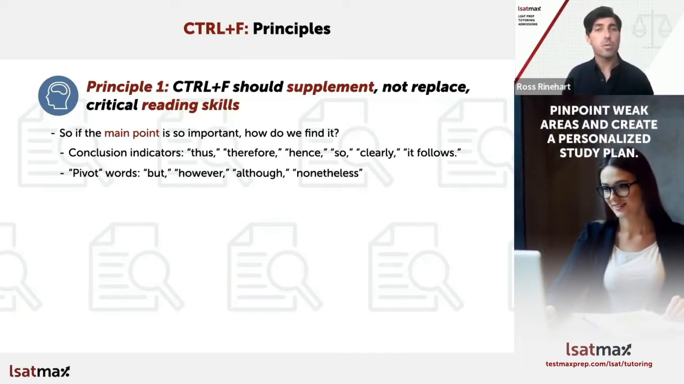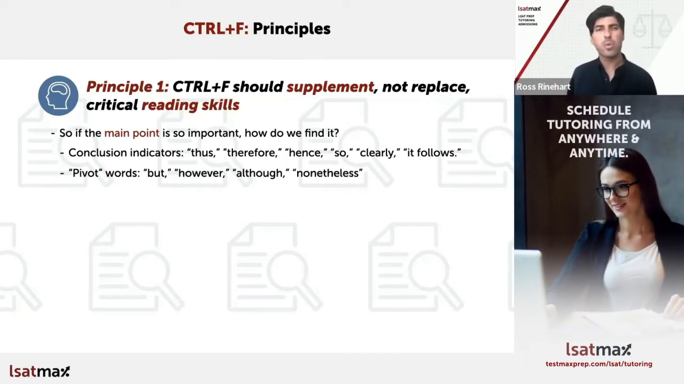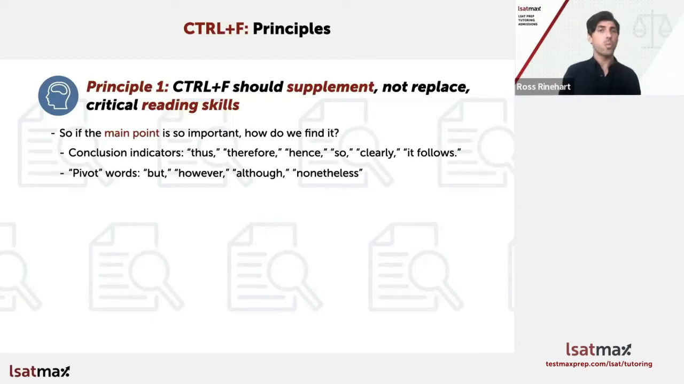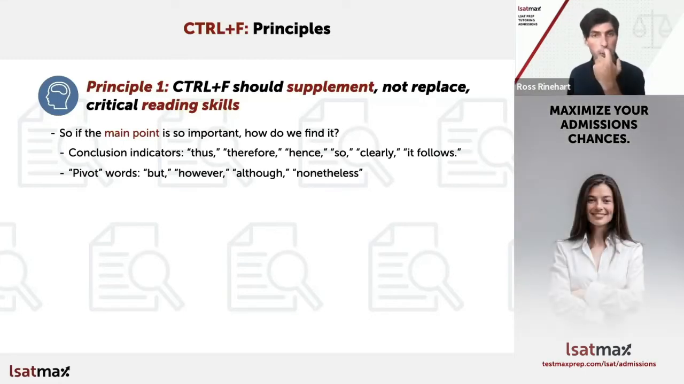What often appears are what we call pivot words. These are words that authors use to pivot from making one point or acknowledging one viewpoint and then pivoting to their own view. Oftentimes, these words are used to introduce conclusions.